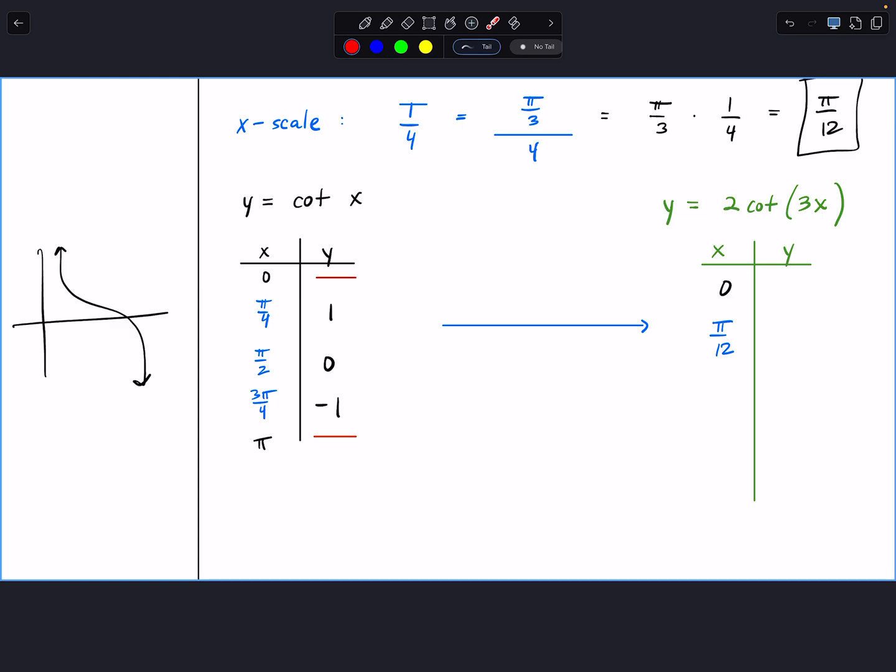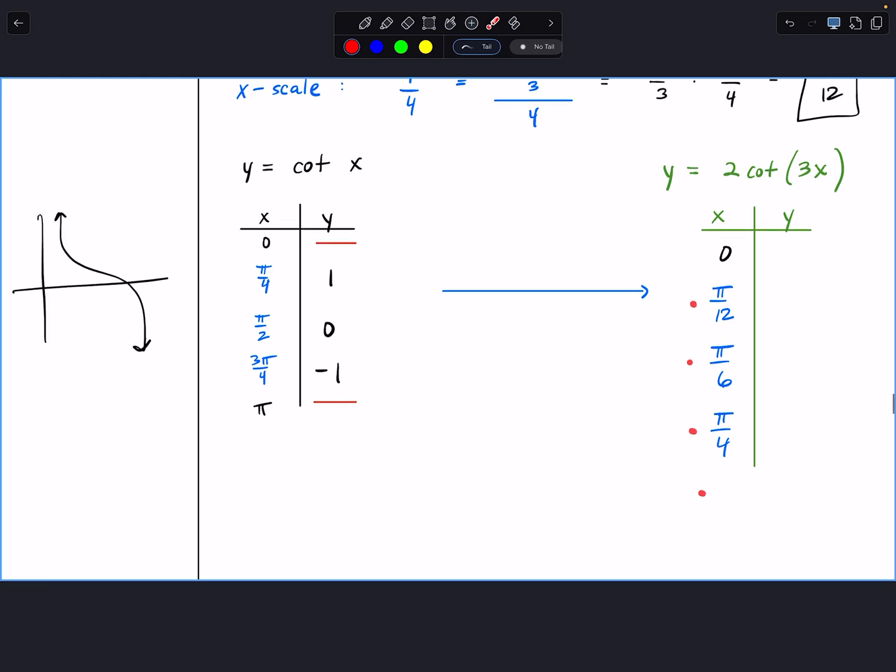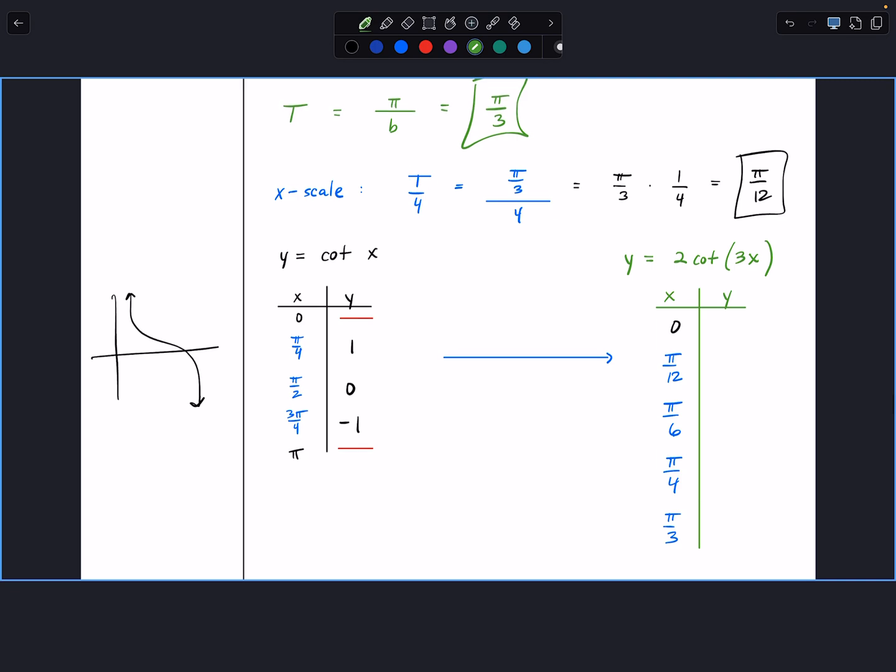If I add another pi over 12, that would be 2 over 12, which is the same thing as pi over 6. Okay, so hopefully that makes sense. 1, 2, this would be 3. What's 3 over 12 the same as? Pi over 4. Okay, this one's interesting because they all reduce. 1, 2, 3, so this one's 4 over 12, which is pi over 3. And can I stop? Yes, because what was my period? Pi over 3.